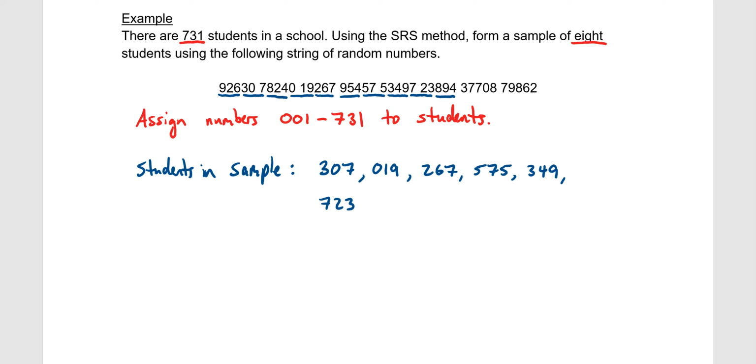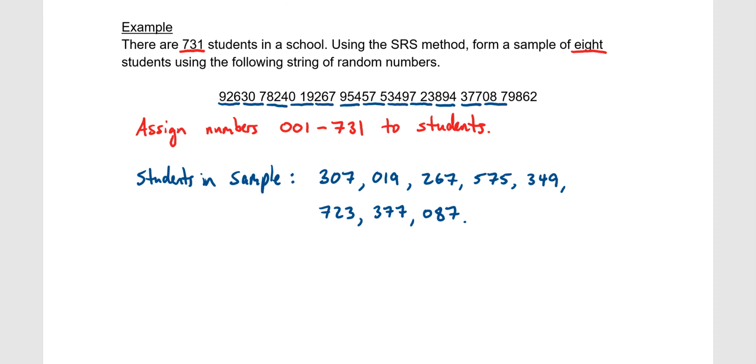And then 377. And lastly, we have 87. 1, 2, 3, 4, 5, 6, 7, 8. So those are the 8 students. Whoever was assigned those numbers, those will be the students that we use for our sample. If we happen to get a number twice, let's say we got 307 twice, we would just skip the second one because we already had it in our sample.